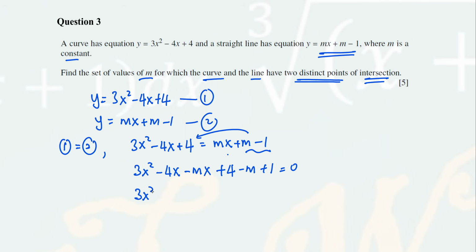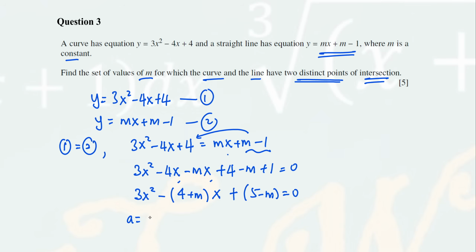So I will be getting 3x squared. Okay, you see here minus x, here minus x. I write the minus x. So minus, then here will be (4 plus m)x. So I factorize the minus and the x. So both terms will be positive. And then simplify the 4 and the 1. That becomes 5 minus m equals to 0.